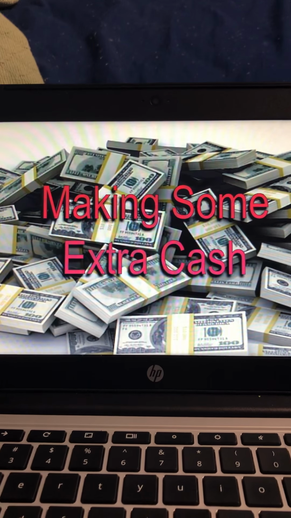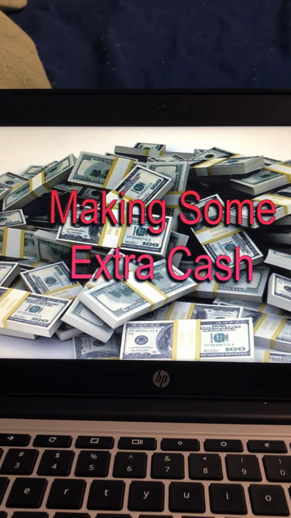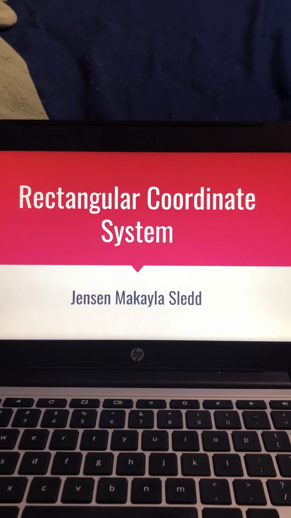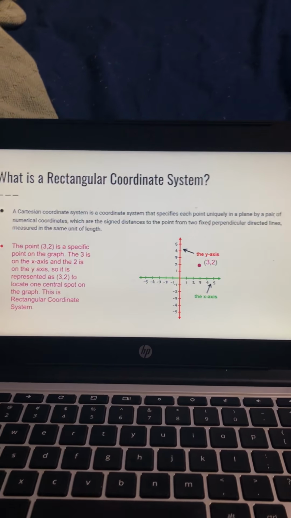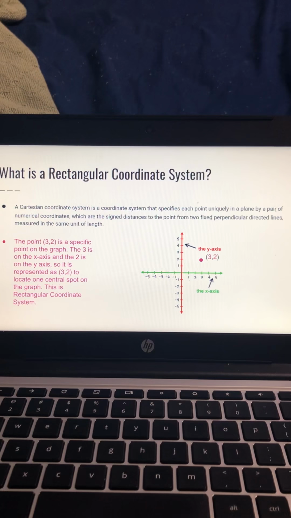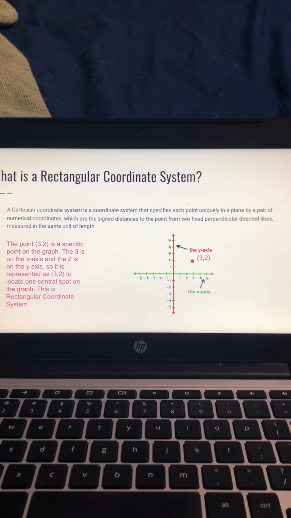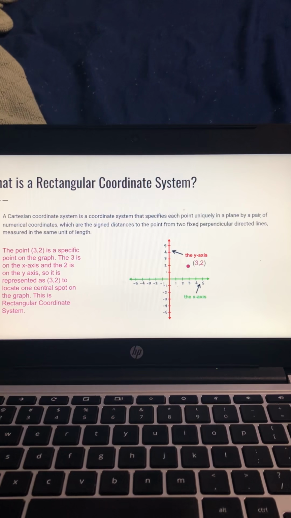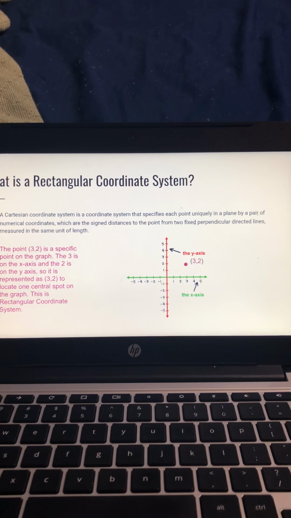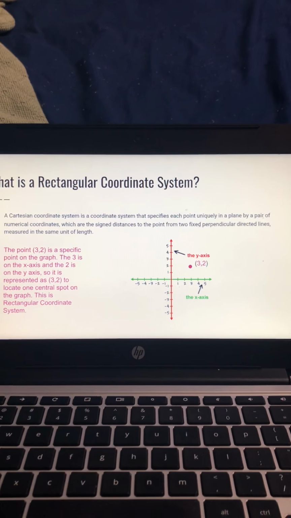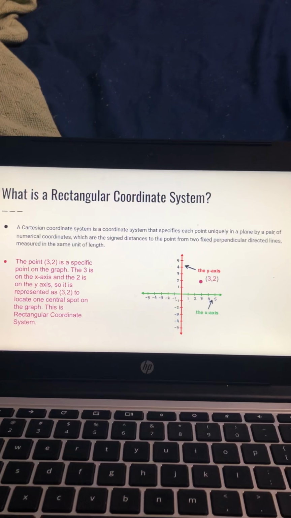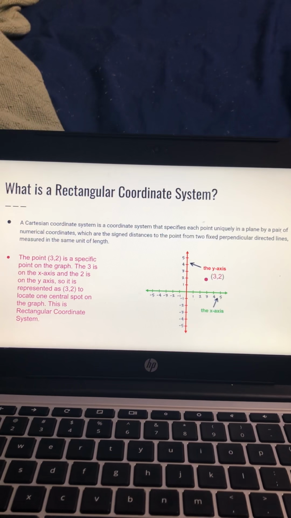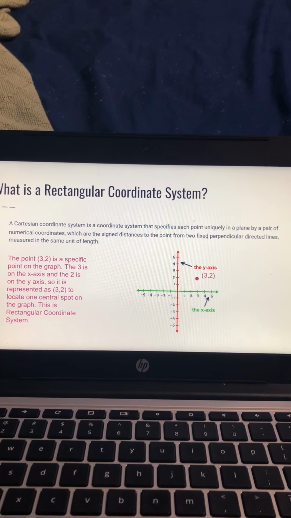Would you like to make some extra cash? Well, here's a way to do that. I will be talking about the rectangular coordinate system. What is a rectangular coordinate system? Some call it a Cartesian coordinate system, which is a coordinate system that specifies each point uniquely in a plane by a pair of numerical coordinates, which are the assigned distances to the point from two fixed perpendicular directed lines measured in the same unit of length.